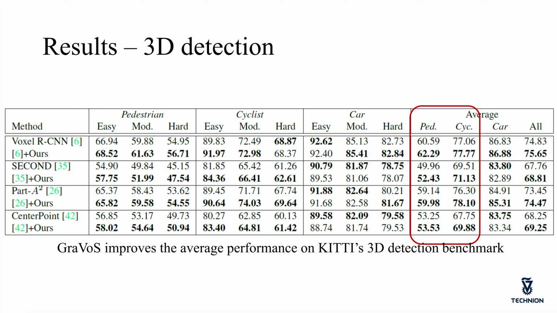Furthermore, GraVoS is especially beneficial for the non-prevalent classes, i.e., pedestrian and cyclist, but might slightly degrade the results of the prevalent class car. This is attributed to the selection process, which prefers the non-prevalent classes.